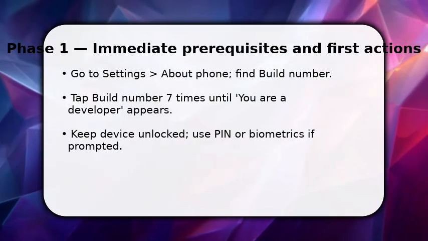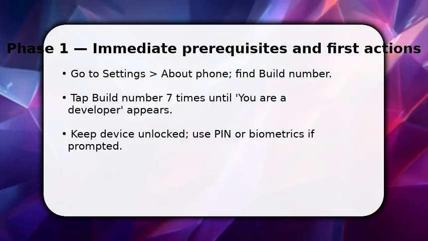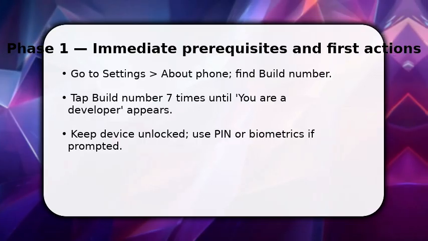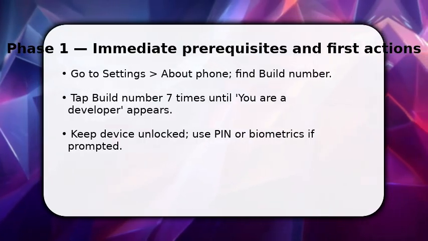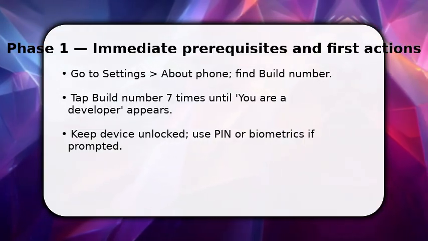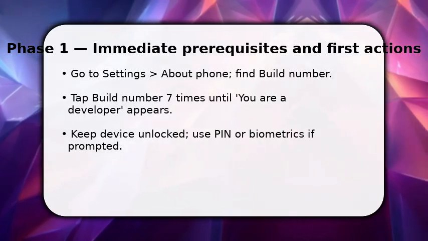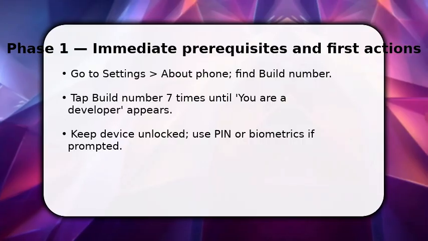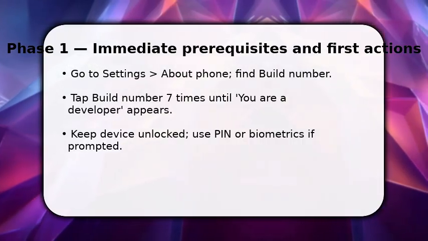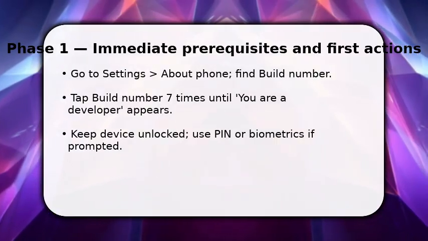You start by opening Settings and going straight to About Phone. Find Build Number. Tap Build Number 7 times, do it steadily, not fast, until the toast says you are a developer. Once done, return to the main settings list. Make sure to keep the device unlocked and use your PIN or fingerprint when asked. This step reveals developer options. It does not change settings by itself. It only unlocks the menu where advanced controls live.